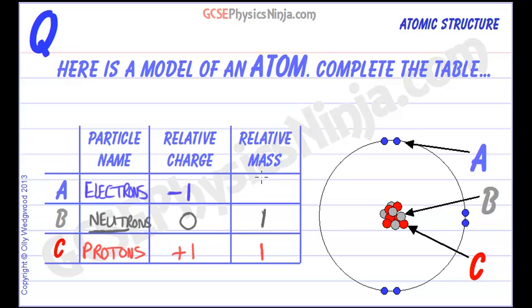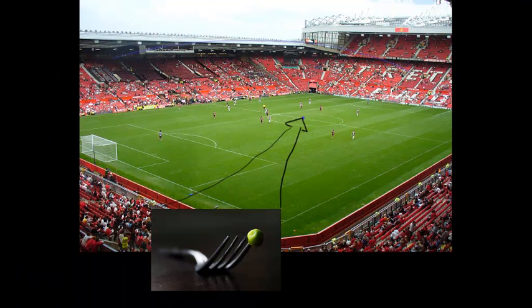In fact, it's 1/2000th of the mass of a neutron, or 1/2000th of the mass of a proton. It is tiny. So most of the mass is in that nucleus at the center, and that nucleus is the size of a pea in a football stadium.